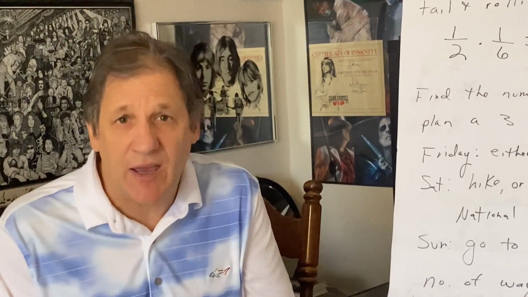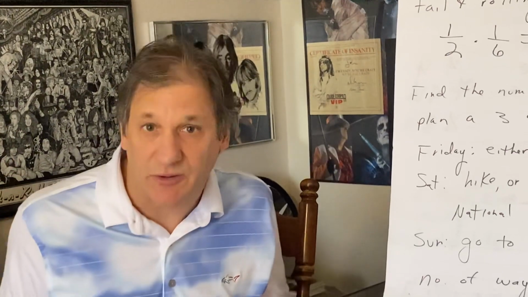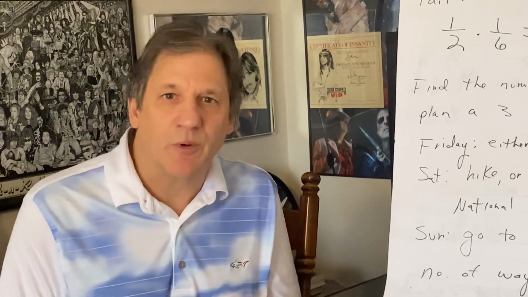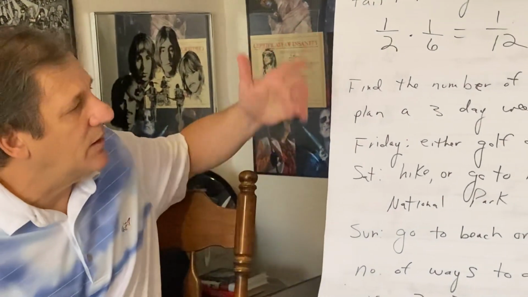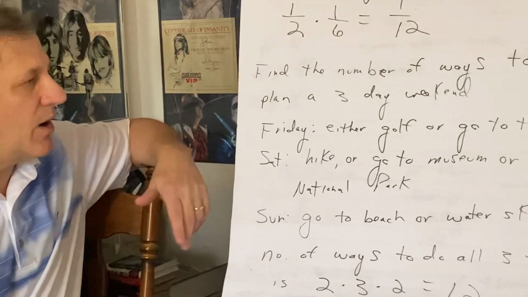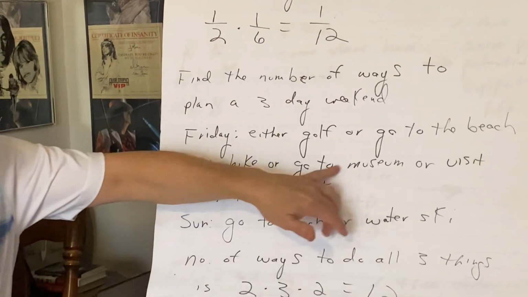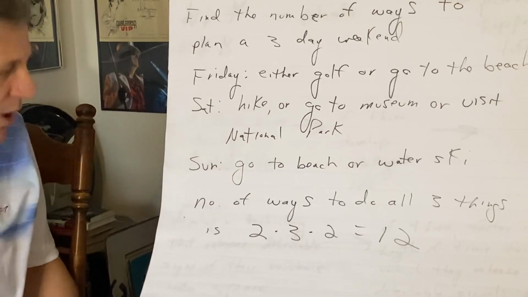For example, if you're on vacation and you want to just do one of 2 things on a particular day, there's only 2 actions possible for you because you've decided on just 2 possibilities. But if you're there with your spouse and you say, well, we can do one of 10 things, then there's 10 actions. So let's say you're on a 3-day weekend, and on Friday you say, we're either going to golf or go to the beach. On Saturday, we're either going to hike or go to the museum, or go to a national park. Sunday, we're going to go to a beach, or we're going to water ski.